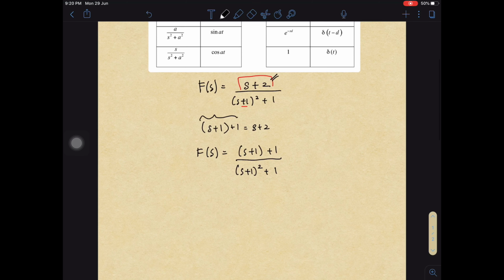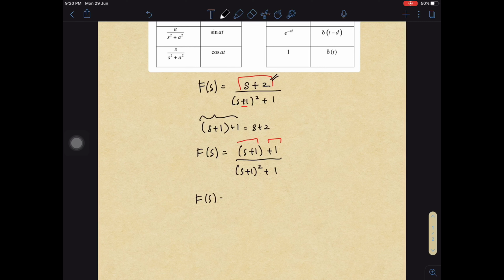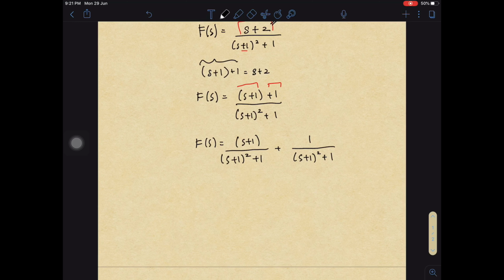Okay, now as you can see, we have two terms in the numerator, so we can separate them. We have the first term here, s plus 1, and the second term here, plus 1. Therefore, if you separate, what you will have here is F(s) equals (s plus 1) over ((s plus 1) square plus 1) plus 1 over ((s plus 1) square plus 1). Okay, so let's solve this one by one. First, we want to solve the one here in the bracket.